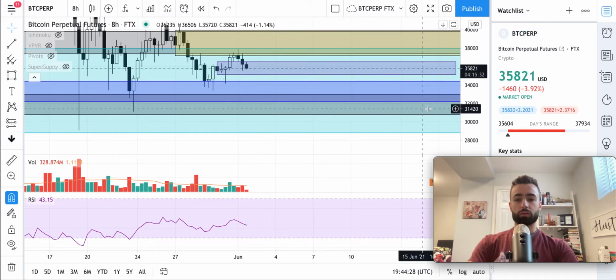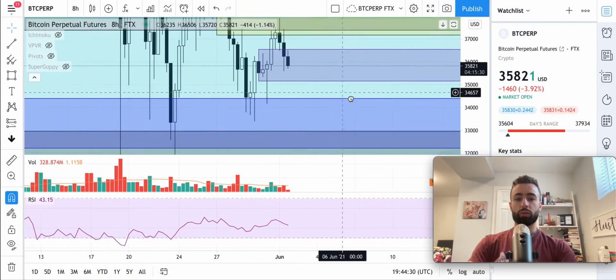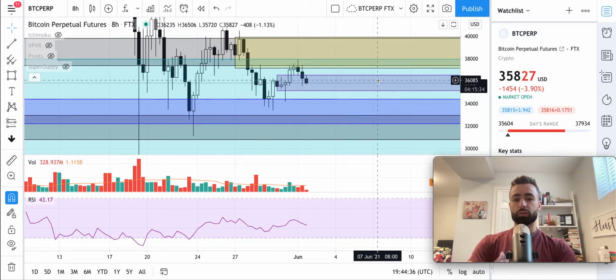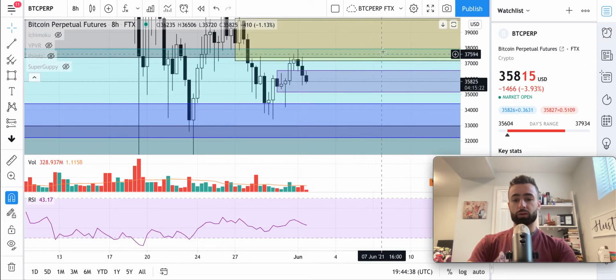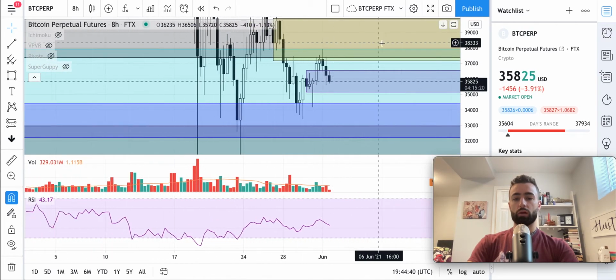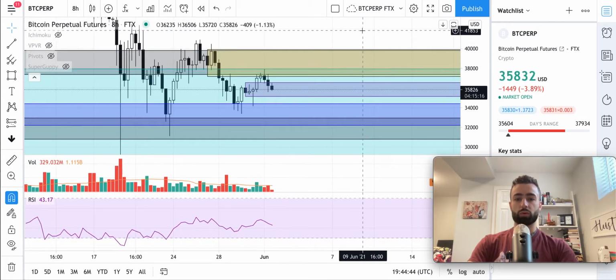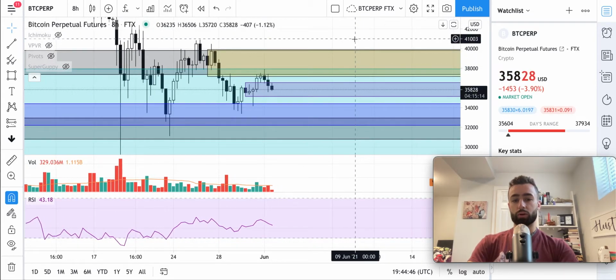We have 4 hours remaining on this 8-hour candle, but if we go through this zone, push right through it and close 2 candles below it, this will turn into a resistance zone. So right now the bears are clearly in full control of Bitcoin. Really no reason to be bullish at this point in time based on the price action.